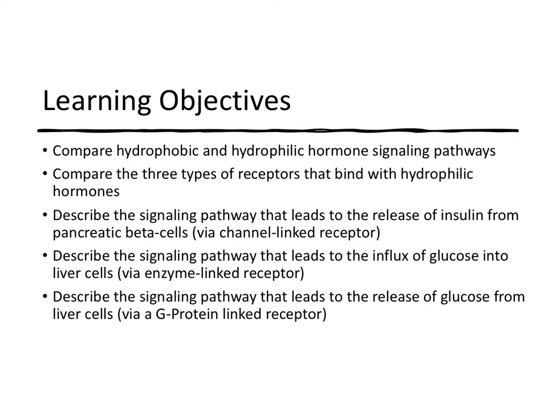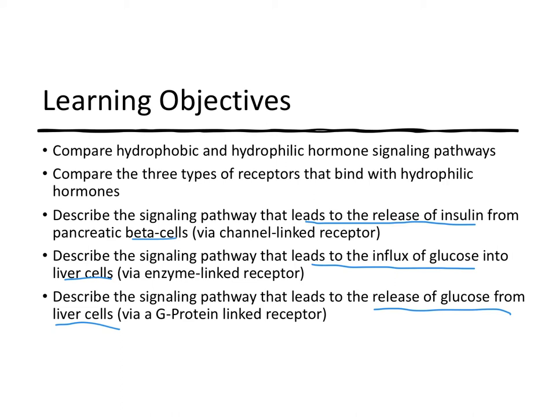From this video, you should be able to compare hydrophobic and hydrophilic hormone signaling pathways, compare the three types of receptors that bind with hydrophilic hormones, describe the signaling pathway that leads to the release of insulin from pancreatic beta cells, describe the signaling pathway that leads to the influx of glucose into liver, and then describe the signaling pathway that leads to the release of glucose from the liver cells.